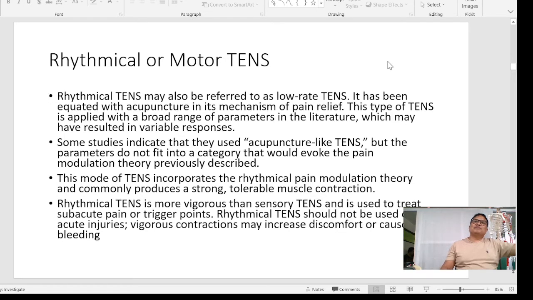This type of TENS is applied with a broad range of parameters in the literature, which may have resulted in variable responses. Some studies indicate that they use acupuncture-like TENS, but the parameters do not fit into the category that would evoke the pain modulation theory previously described. So this mode of TENS incorporates the rhythmical pain modulation theory and commonly produces a strong, tolerable muscle contraction.